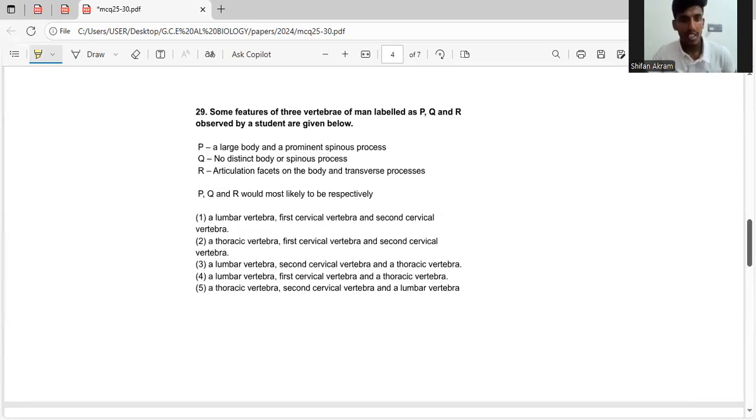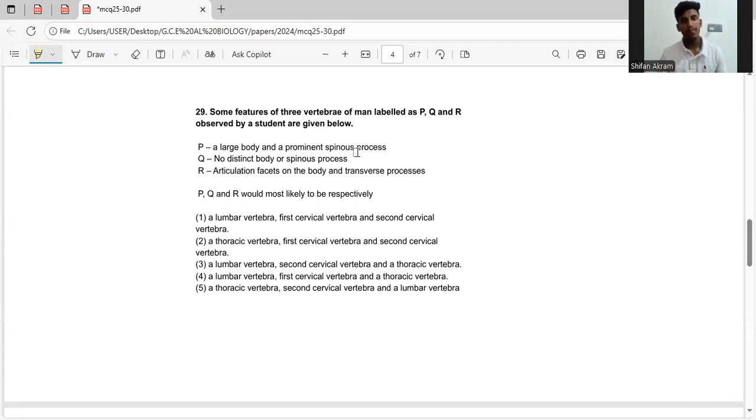Okay, let's go through the 29th question now. Some features of three vertebrae of men labeled as P, Q, and R observed by a student are given below. Okay, they have given three vertebrae, so we have to find what these vertebrae are. First one, a large body and a prominent spinous process.